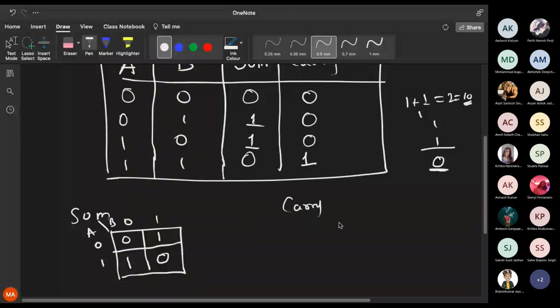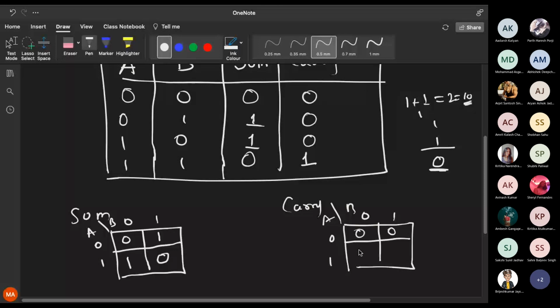So what will come for carry? Again we have a 2 by 2 matrix with A and B, which can be 0 or 1. So the 2 by 2 matrix is made. When A and B both are 0, the carry is 0. When A is 0 and B is 1, the carry is also 0. When A is 1 and B is 0, the carry is also 0. When A and B both are 1, the carry is 1. Correct? Got this idea?